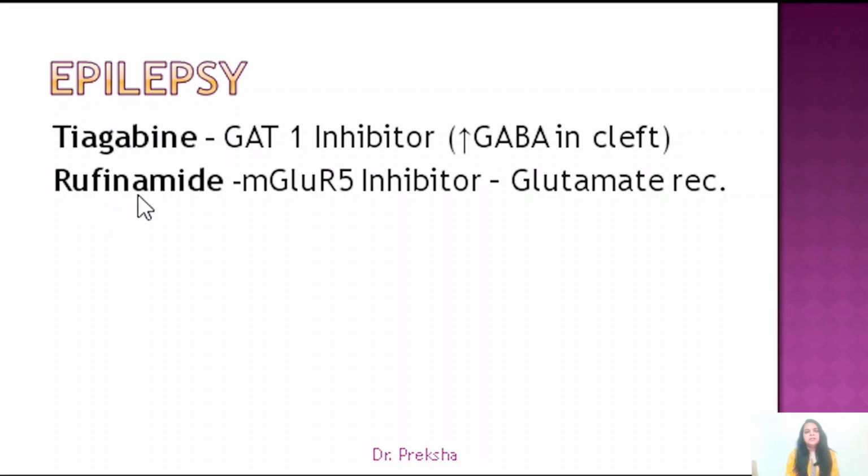Now another drug is rufinamide. This drug is an mGluR5 inhibitor, that is metabotropic glutamate R5 inhibitor, which acts on the glutamate receptor. Glutamate is an excitatory neurotransmitter and rufinamide is going to decrease the level of the excitatory neurotransmitter, and that is how it will calm the patient.